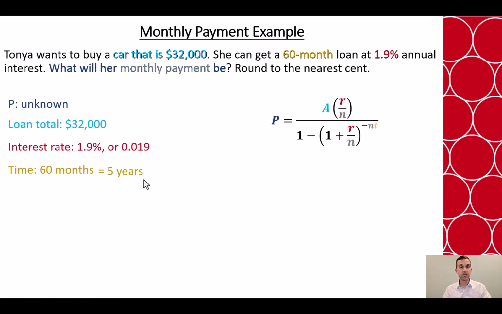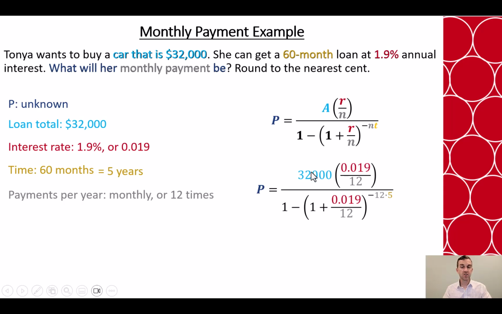And then I have my compounds, which is telling me monthly payments. So I'm compounding 12 times a year. Now I have my information. I plug it directly into my formula. So now I have 32,000 times 19 thousandths over 12. And then in my denominator, I have 1 minus the quantity, 1 plus 19 thousandths over 12 raised to the negative 12 times 5. I simplify my numerator and my denominator separately.